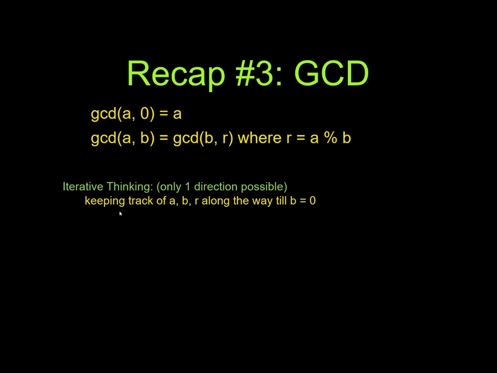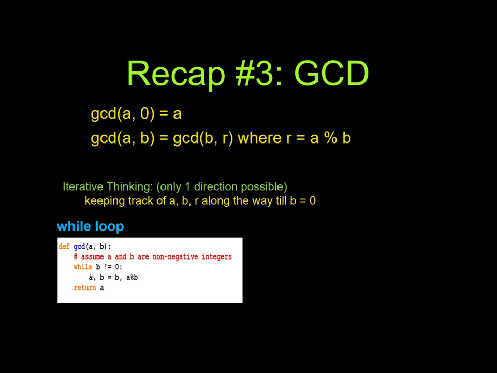Then we can stop. In this case, the while loop simply checks that while B is not equal to 0, it continues doing it by B becoming the next A and the remainder becoming the next B. You do this until B is equal to 0 and then you return A. So this is the while loop.